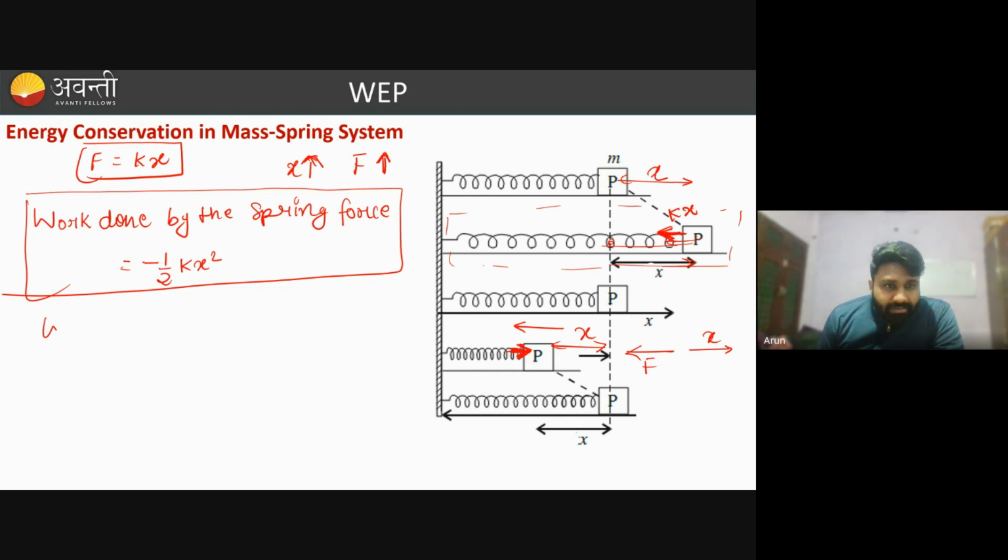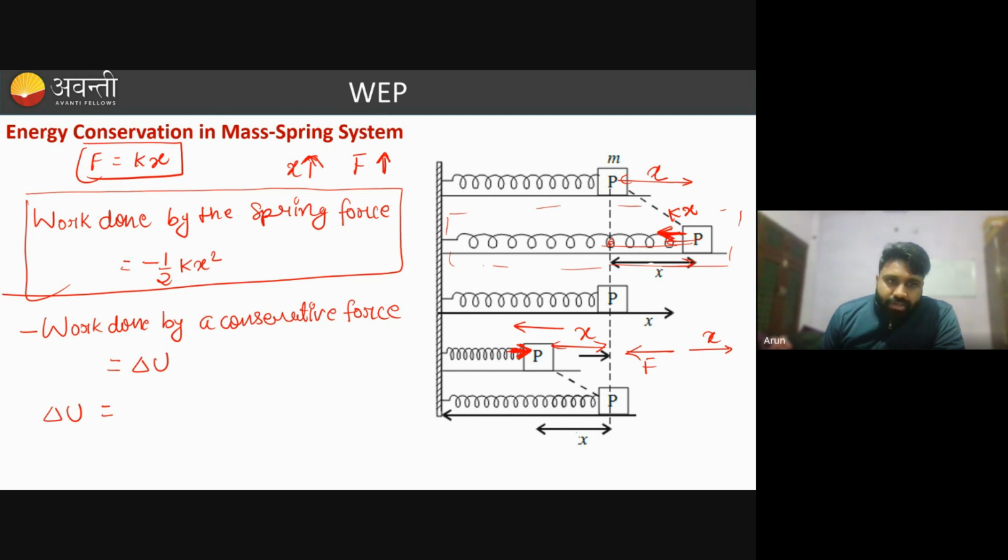So we know that the negative of work done by a conservative force is equal to the change in its potential energy. So you can say that the change of potential energy of the spring is minus of minus 1 by 2 kx square. It will become half of kx square.